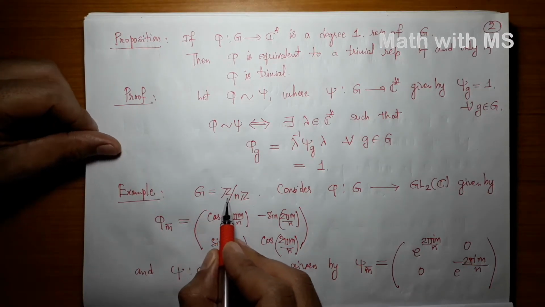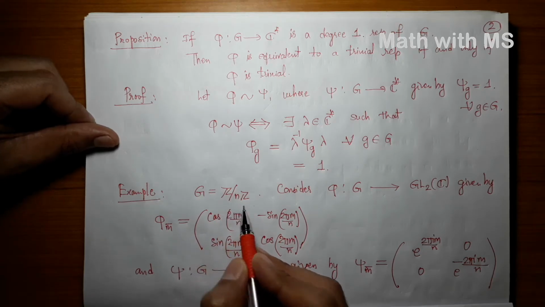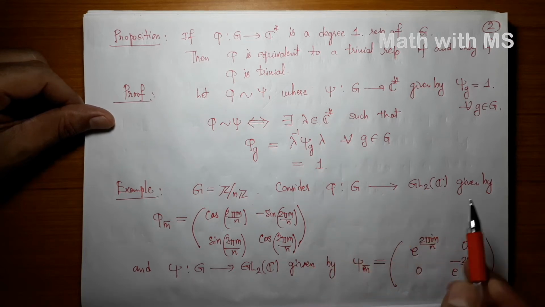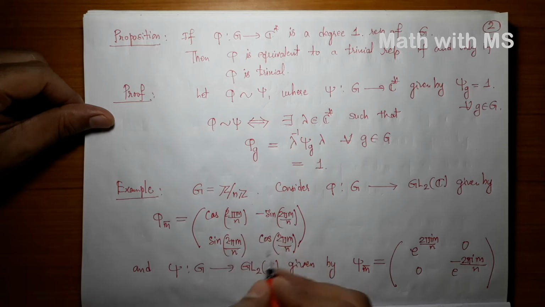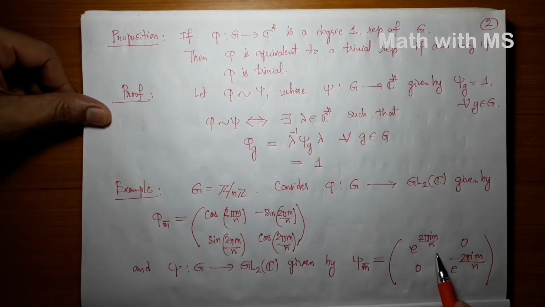Let's take a simple example. Take G to be the cyclic group of order n, viewed as the group of integers mod n, and take these two representations. Phi from G to GL2(C) is given by phi of m bar equal to the matrix cosine 2 pi m by n, minus sine 2 pi m by n, sine 2 pi m by n, cosine 2 pi m by n, which is just rotation on the plane. And psi from G to GL2(C) is given by psi of m bar equal to this diagonal matrix, e to the power 2 pi i m by n, 0, 0, e to the power minus 2 pi i m by n.